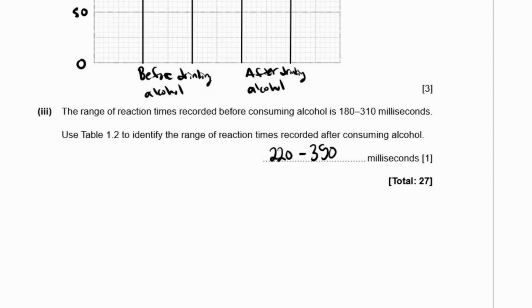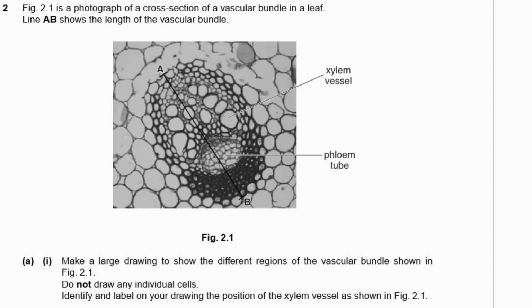Now we can move on to question 2. Question 2, the drawing question. Figure 2.1 is a photograph of a cross-section of a vascular bundle in a leaf. Line A to B shows the length of the vascular bundle. All right, this is the vascular bundle. We have line A to B. We know we have a xylem vessel here, and so these are xylem vessels. This whole section, though, is xylem tissue. So these other smaller ones are also xylem. Okay, and this is a phloem tube.